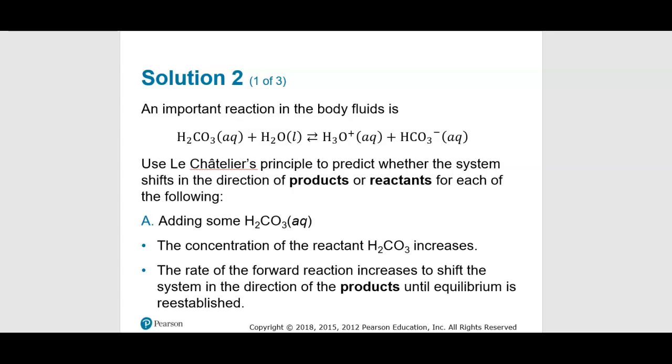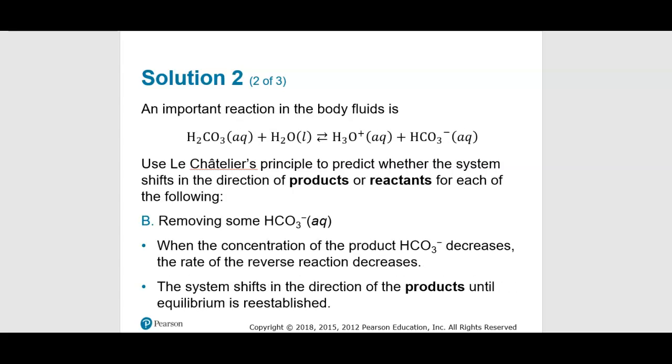Okay, concentration of carbonic acid increases, so you increase the products. It increases the shift of the system to reestablish equilibrium, and you do that by increasing the products. And again, same with B. You're doing something similar. You remove some of the product. You're having the same effect, essentially, as if you're adding some reactant.